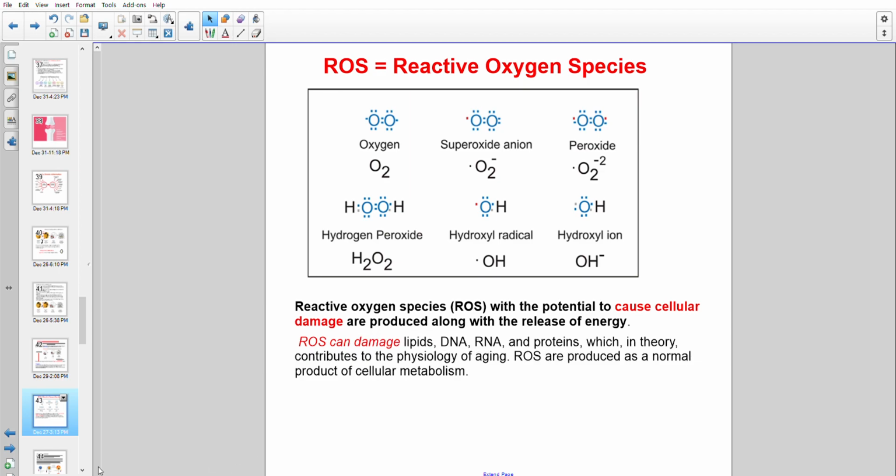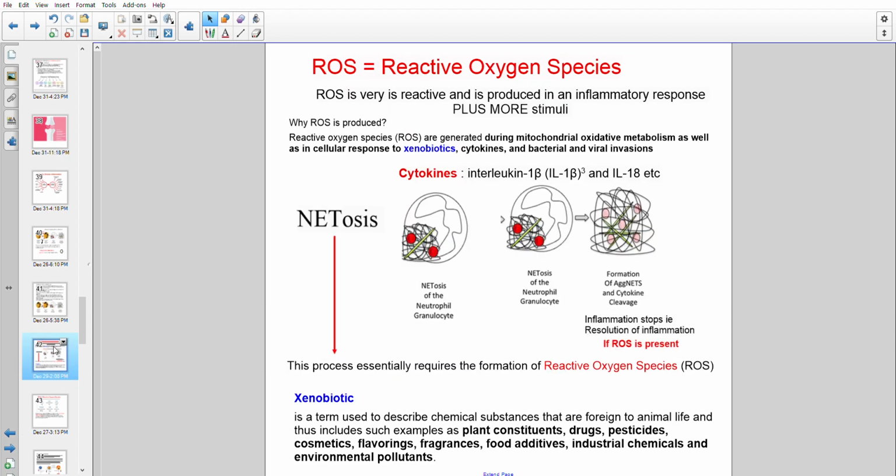All right. Now, reactive oxygen species. Why is reactive oxygen species produced? Reactive oxygen species are generated during mitochondrial oxidative mechanisms.